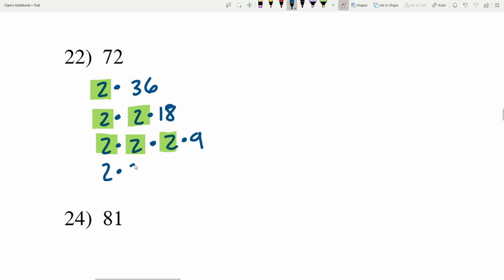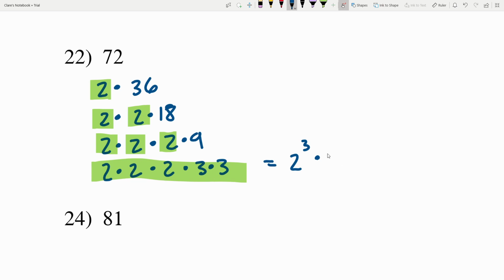So I'll have 2 times 2 times 2 times 9, and 9 is divisible by 3. That's going to be 3 times 3. So now I have all prime numbers remaining. So I have 3 2's, so that's 2 to the third, times 9, which is 3 squared. 2 to the third times 3 squared is my prime factorization of 72.